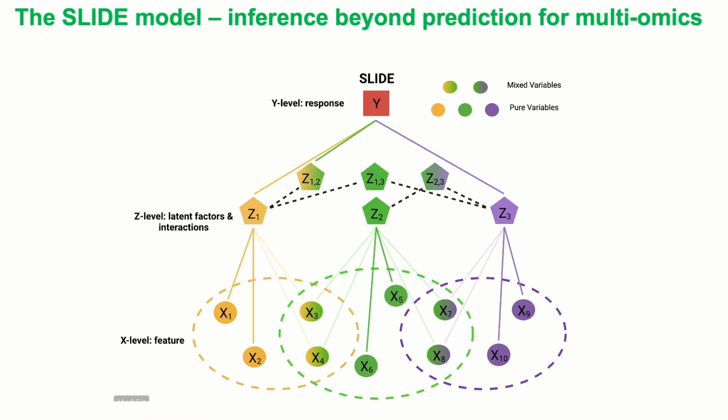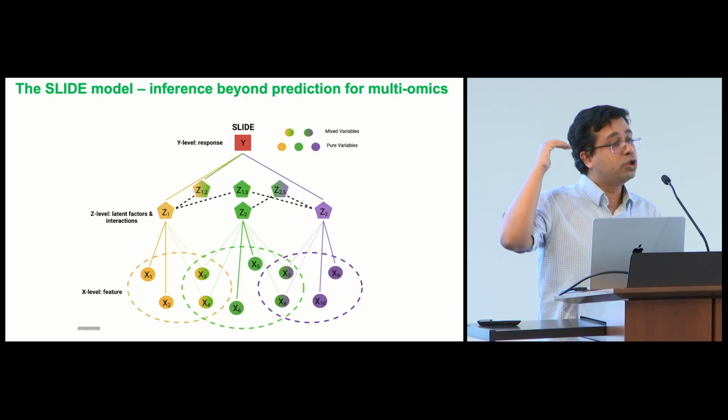So what is the SLIDE model? This is a latent factor regression model where rather than moving from the x's, the features, to the y, the response, and all of you are familiar with regression, we first move from the features to the latent factors, the z's, and that's an unsupervised step. And then we move from the latent factors to the y.